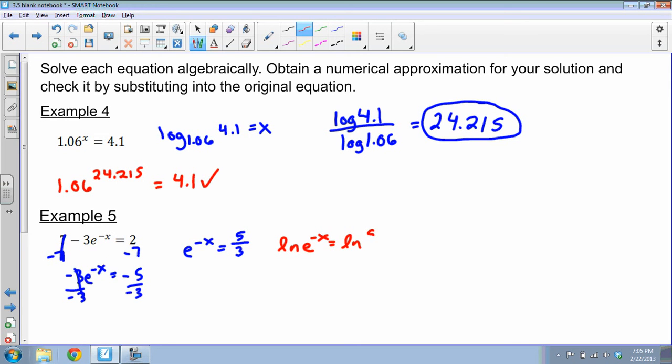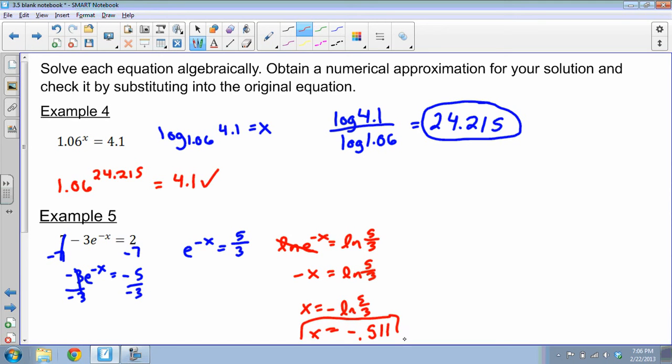And the reason why that is neat is because natural log and e are friends, and when they get together, they go away. So this is just negative x equals the natural log of 5/3, or I could say that's positive x equals negative natural log of 5/3, and then we do want to figure out what the decimal approximation of that is. So I'm going to type in negative natural log 5 divided by 3, and I get negative 0.511 for my answer.